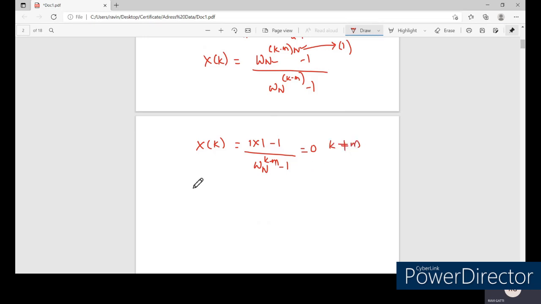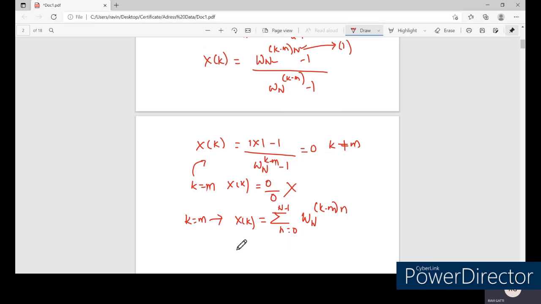When k is equal to m, if you go on substituting in this expression, then your X of k will take 0 by 0. This is not a defined term. So therefore, what we are going to do is substitute k is equal to m in the previous expression, where we had X of k is equal to the summation, n is equal to 0 to N minus 1, omega N to the power of k minus m into n. So I am going to substitute k is equal to m over this expression and try to solve.